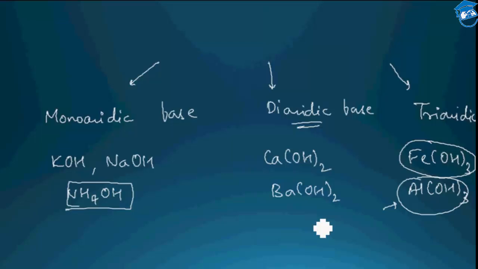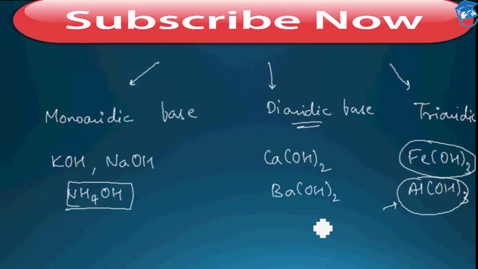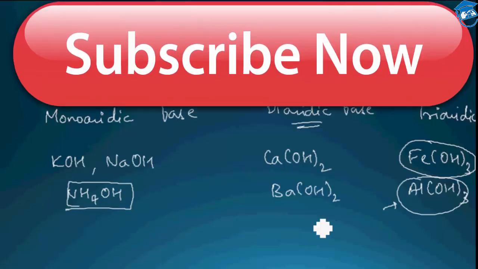In the next session, we'll look at the Bronsted-Lowry concept and Lewis concept of acid and base. Once we are done with that, you can use any one of them to identify an acid or a base and solve your questions in the exams or anywhere else.